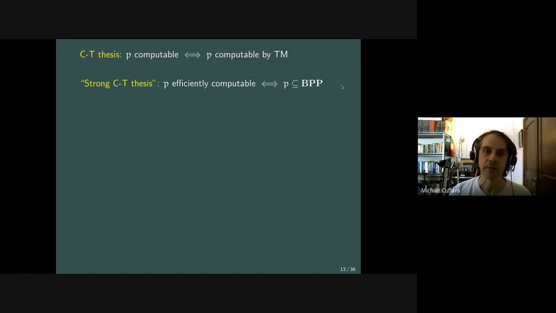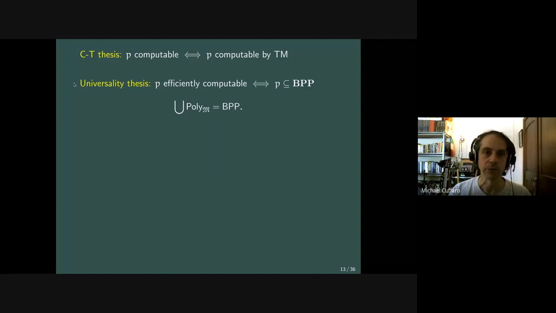It's a question of computability. And so I think a better term for this, and this is the term that I'm going to use in the remainder of the talk, is what I'll call the universality thesis. Because when we say that P is efficiently computable if and only if P is a member of BPP, then what we're saying is that BPP is a universal class for efficient computation, right?